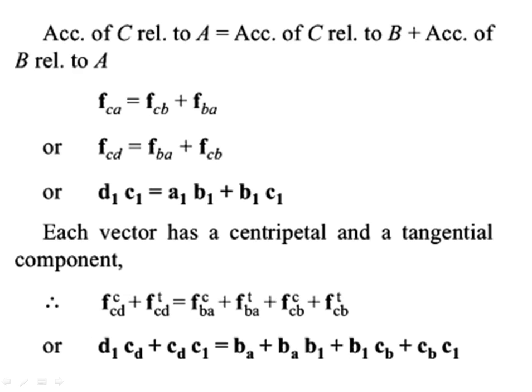Okay, that is FCD centripetal, FCD tangential, and then FBA centripetal, and again FBA tangential, then FCB centripetal plus FCB tangential. Okay, so each will have one centripetal and one tangential.